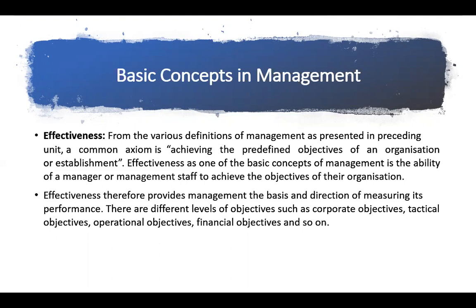So effectiveness, therefore, provides management the basis and direction of measuring its performance. The first one is the basis. The second one is the direction. The basis means that you have been asked to achieve 1, 2, 3, 4 objectives. These are the mandates, the aims that you are meant to achieve. These will be the basis upon which someone will say that, yes, you are either effective or ineffective.